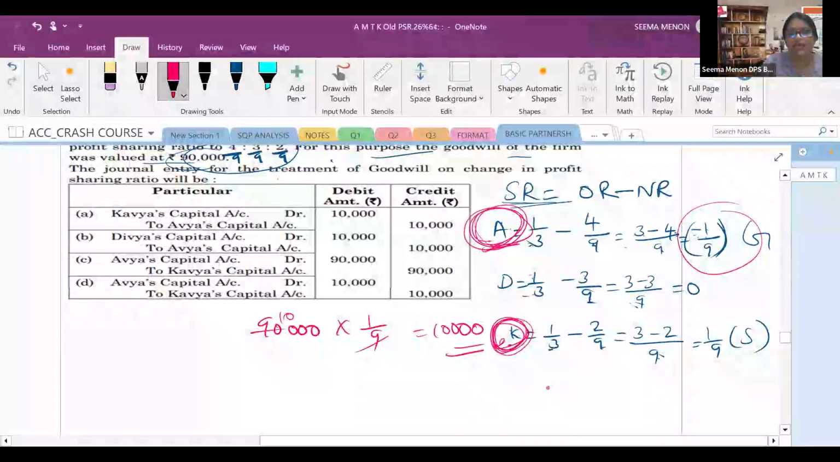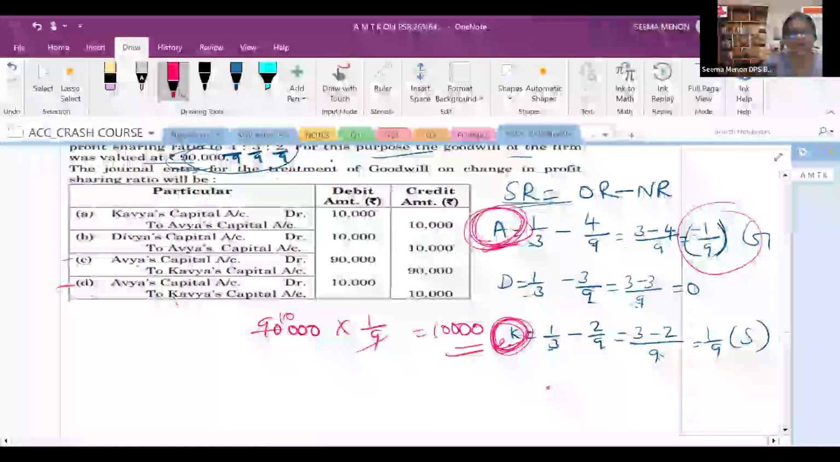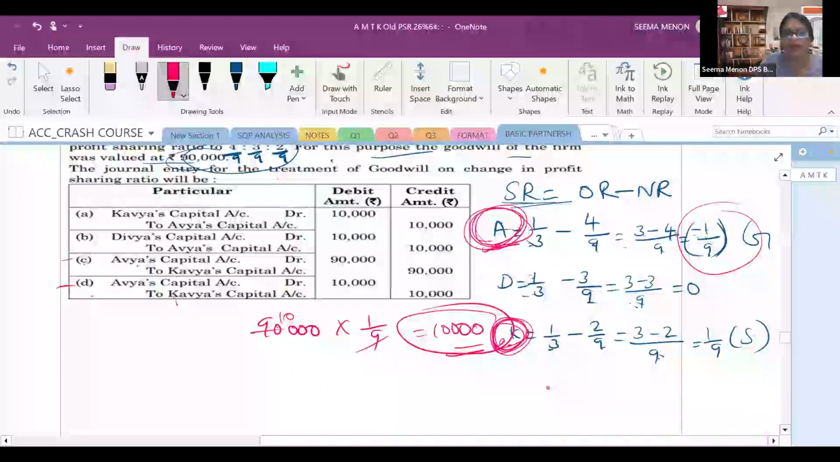So you can see A's capital debit करो, वो तो दो ही ऑप्शन है ना, A और K दोनों को इधर डेबिट क्रेडिट किया है ऑप्शन C एंड D में. But what should be the amount? 10,000. So what is the correct option? D is the correct option. Obviously capital to Kavya, 10,000 rupees. Few students will not calculate, they directly take 90,000. Then your answer will be wrong.